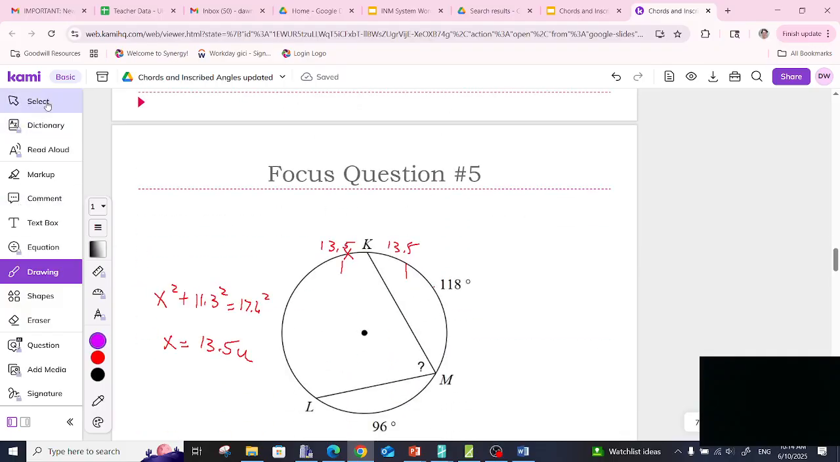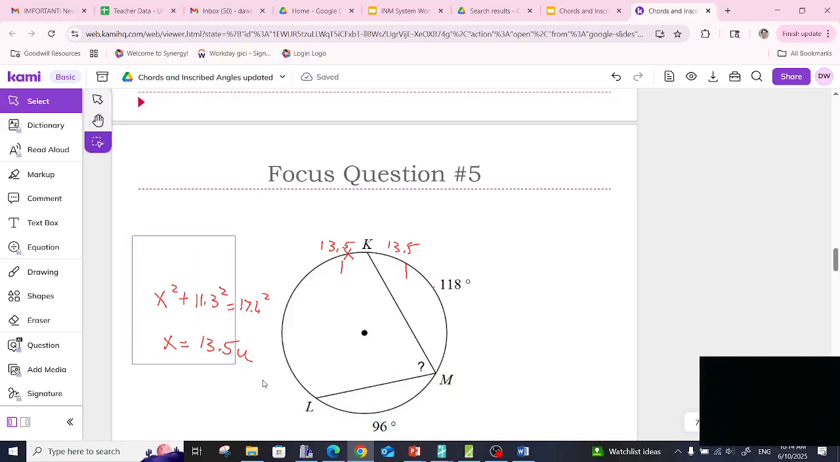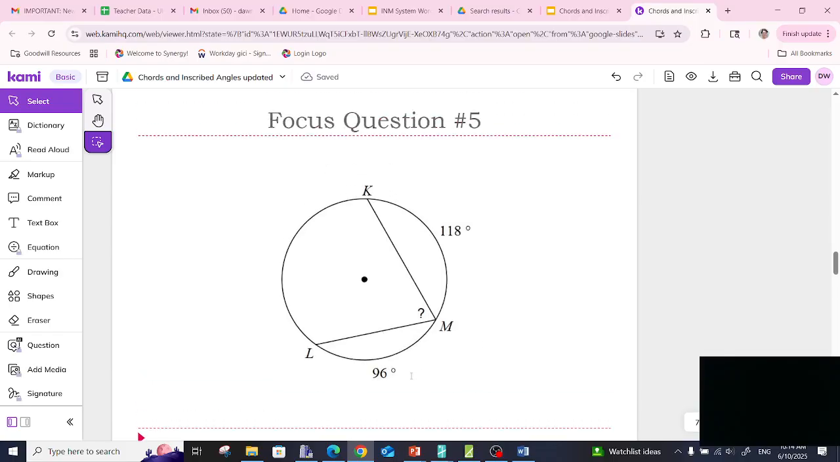Uh-oh. Close your eyes. Okay. Now it got a little bit trickier where I have to think because I'm not just multiplying or dividing by 2. So what does the whole circle have to add up to? 360. So this measure of this arc would be 118 plus 96, and then I subtract it from 360.